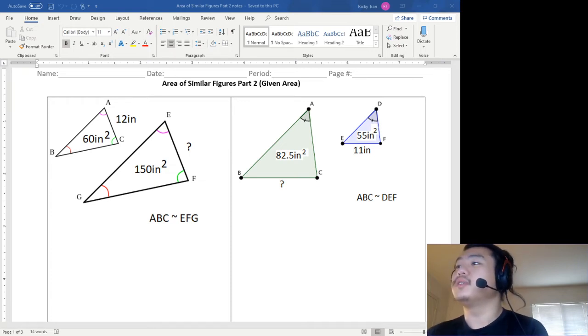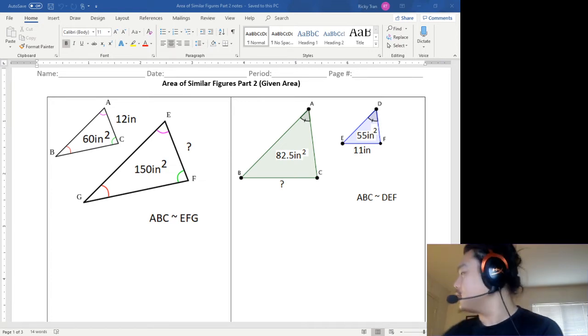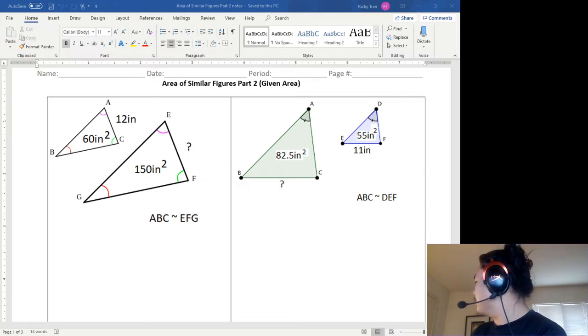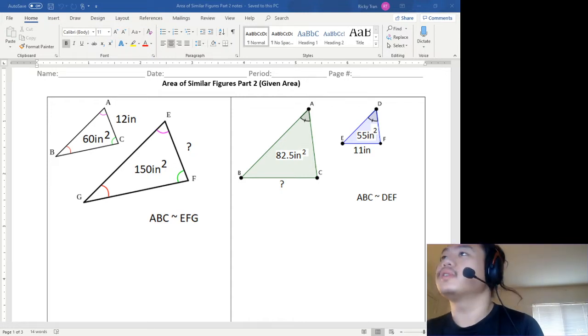Today's really easy. It's very similar to yesterday, except we're just given a different piece of information. Yeah, it can be a pretty quick lesson, just like yesterday's.